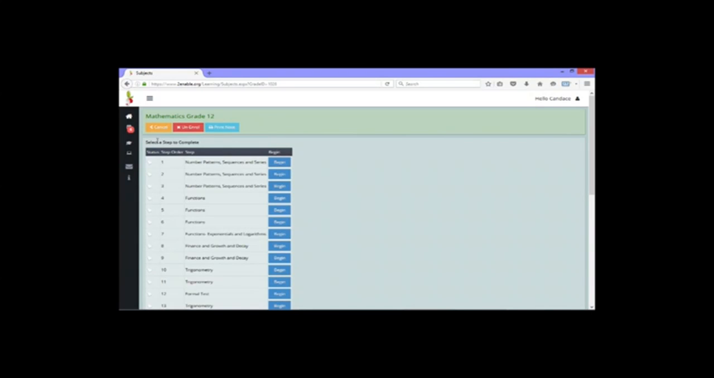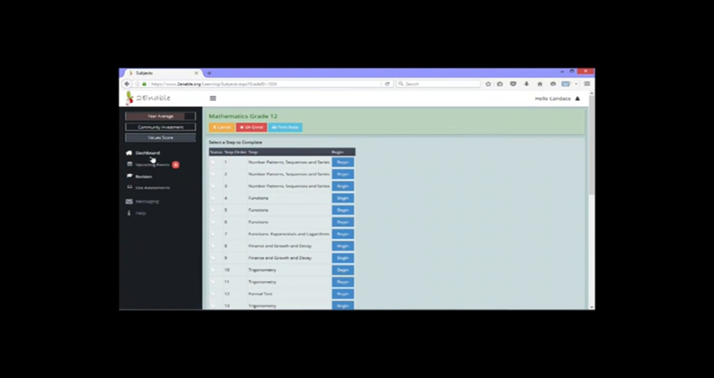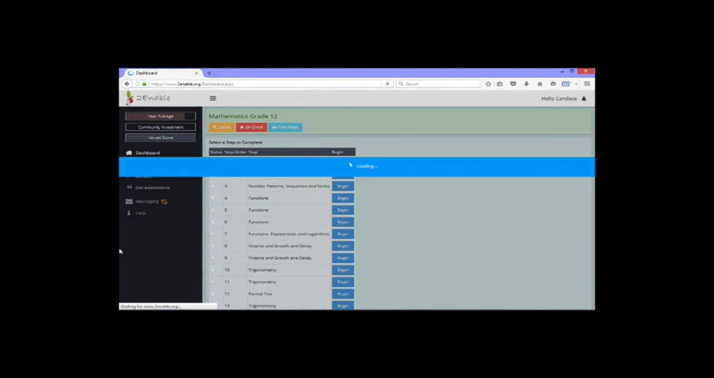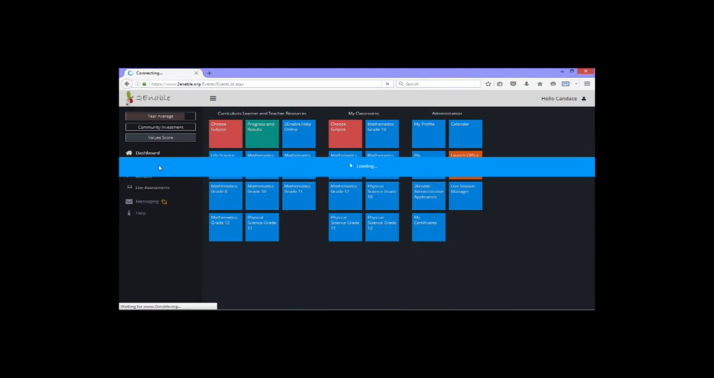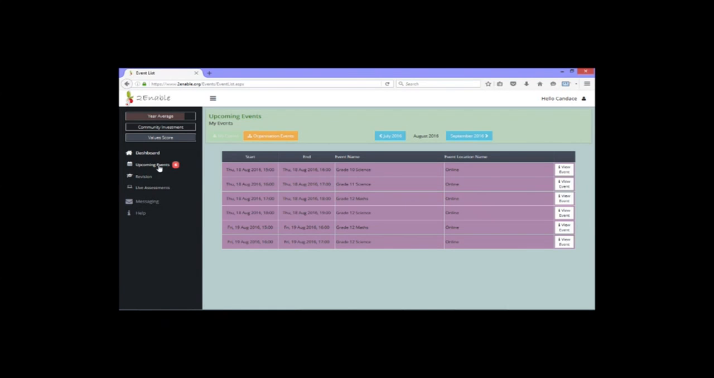But more importantly, for what we are doing here, if you look on the left-hand side, you will see here it says your dashboard. We can take you back to your dashboard. Okay. Then you've got upcoming events, revision, live assessments, messaging, and help. Okay. So what you want to be looking at are these over here, and obviously your grade 12 mathematics content. The upcoming events are what we are going to use to get to the lessons. Okay, and I'll talk about that in a second, but let's just talk about live assessments.